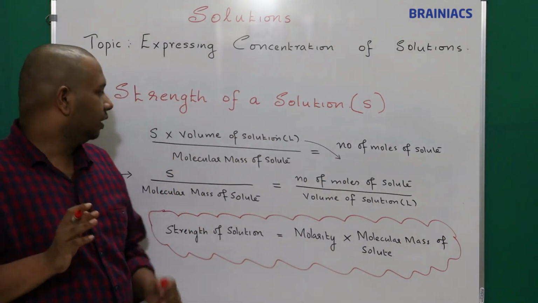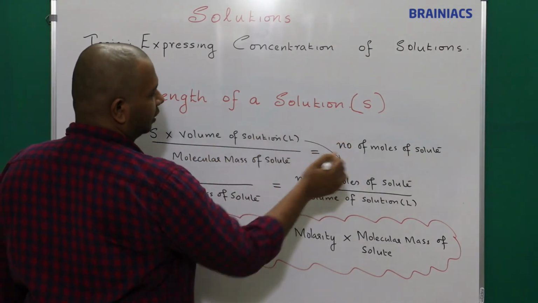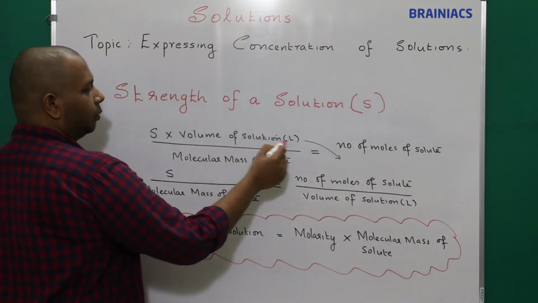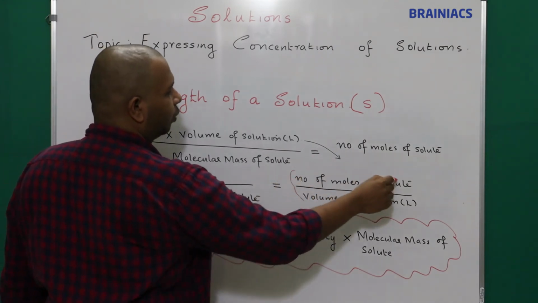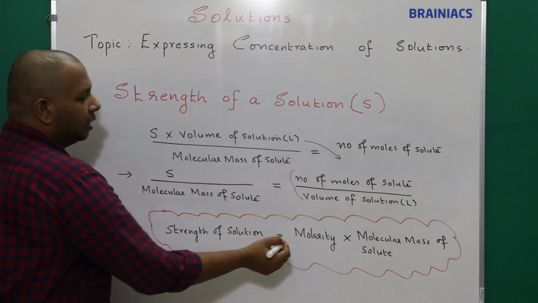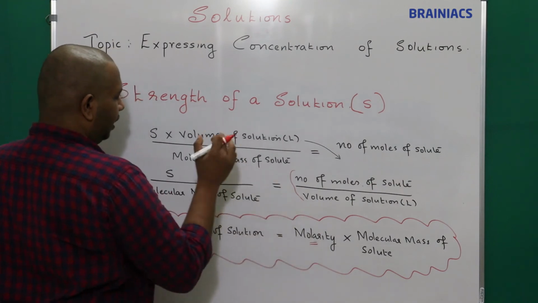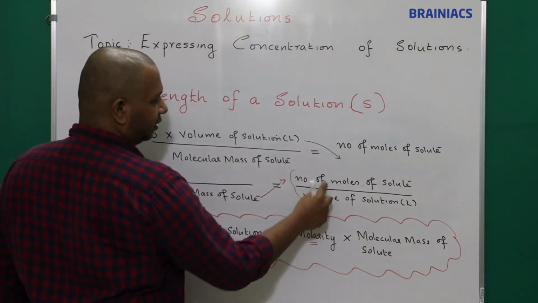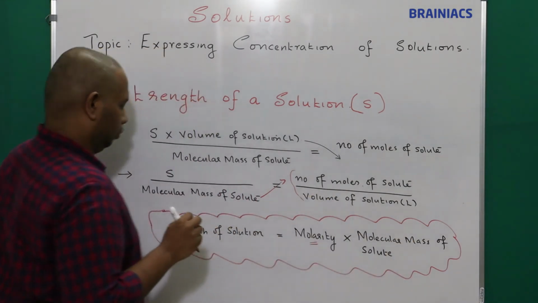Now you can see what I have done next. Volume of the solution is coming down. Number of moles of the solute is present in the numerator and volume of the solution I have taken to the downside. Now we know that this term, number of moles of the solute divided by volume of the solution in liters, is called my molarity. So this term as such is becoming molarity. Now I am taking this term to the numerator. So when it comes to the numerator I can say molarity multiplied by molecular mass of the solute.